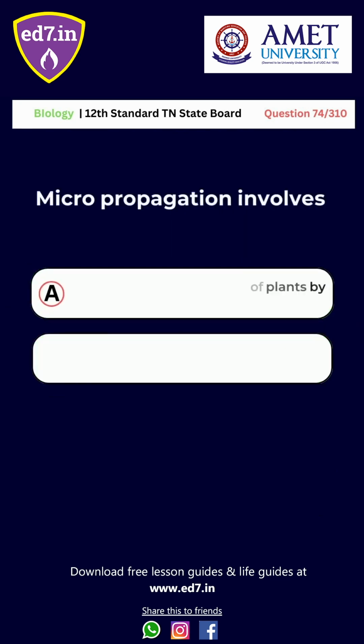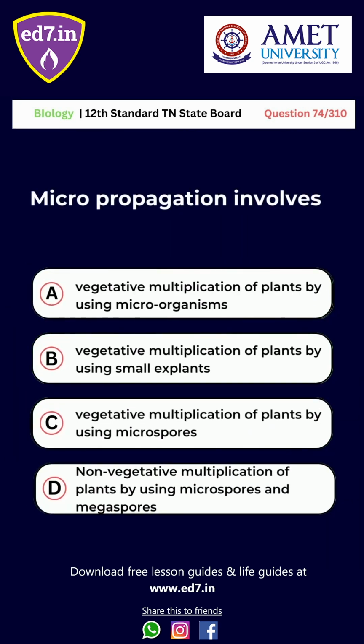Question number 74. Micropropagation involves A. Vegetative multiplication of plants by using microorganisms, B. Vegetative multiplication of plants by using small explants, C. Vegetative multiplication of plants by using microspores, D. Non-vegetative multiplication of plants by using microspores and megaspores. The right answer is option B. Vegetative multiplication of plants by using small explants.